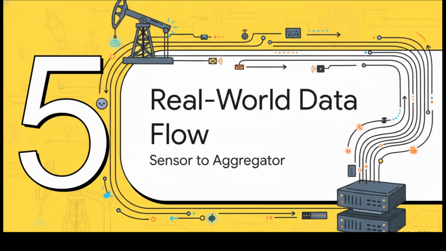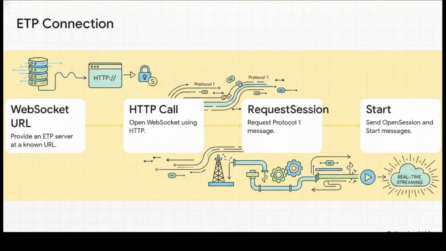Section 5, Real-World Data Flow, from Sensor to Aggregator. Let's map these abstract protocols onto a tangible rig operation. Imagine a simple streamer connection being initiated by an aggregator. Here's the exact progressive sequence.